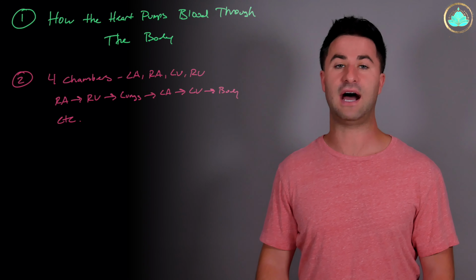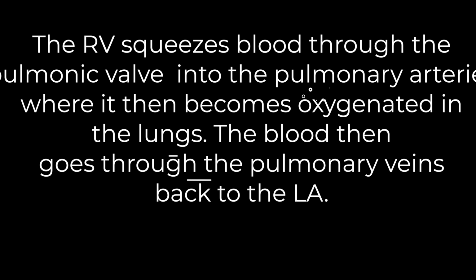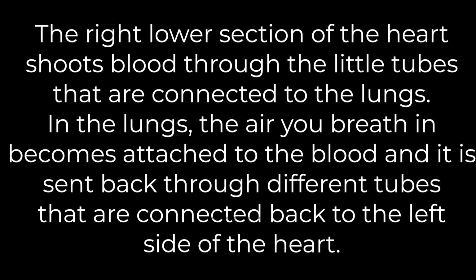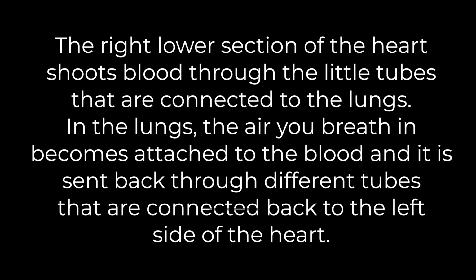So for this example, I could say something like, the right ventricle squeezes blood through the pulmonic valve into the pulmonary arteries, where it then becomes oxygenated in the lungs. The blood then goes through the pulmonary veins back to the left atrium. This is a little bit of complex terminology, so breaking it down may look something like this. The right lower section of the heart shoots blood through the little tubes that are connected to the lungs. Within the lungs, the air that you breathe in becomes attached to the blood, and it is sent back through different tubes that are connected to the left side of the heart.